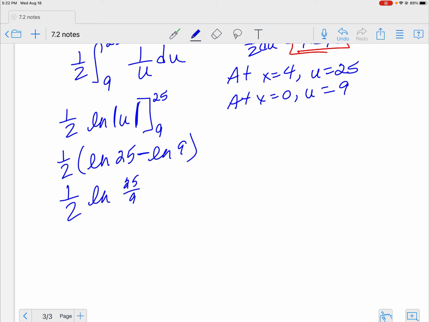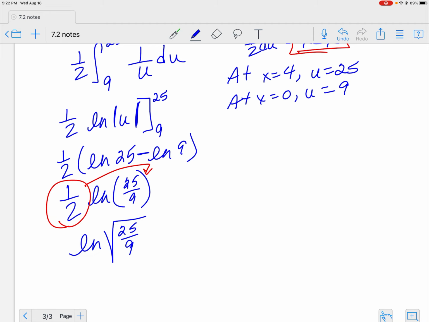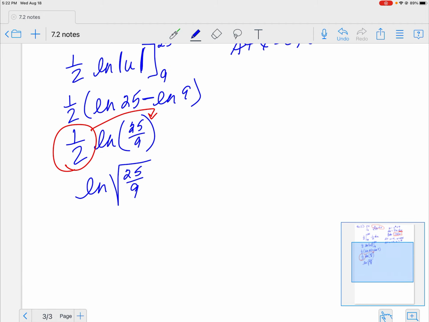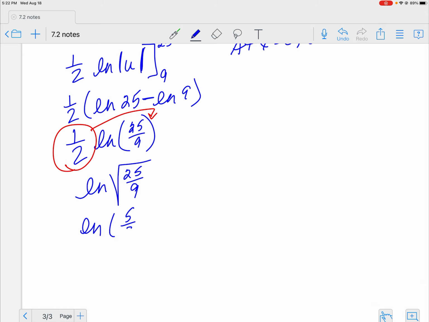I'm going to go ahead and take it 25 over 9. And then I'm going to take this 1/2 and bring it up here as an exponent. So what I really have is the natural log here, the square root of 25 over 9. So my final answer is the natural log of 5/3. You see that?